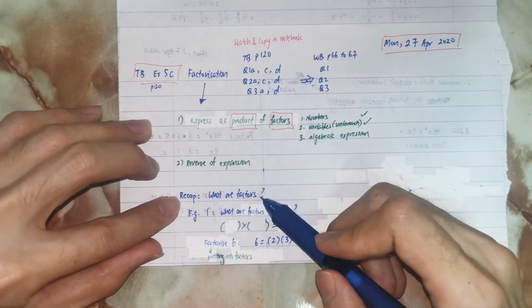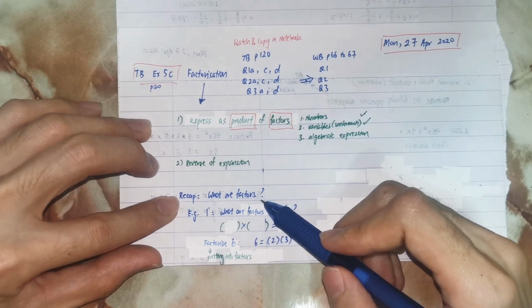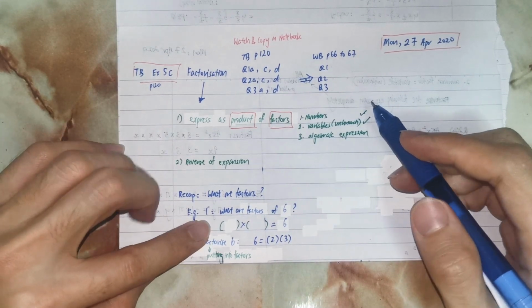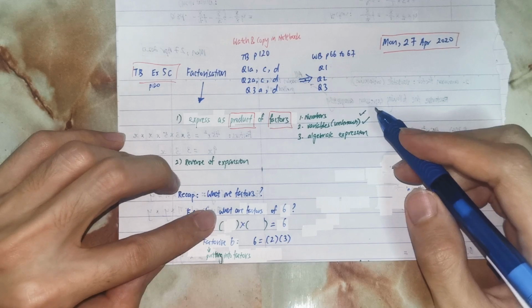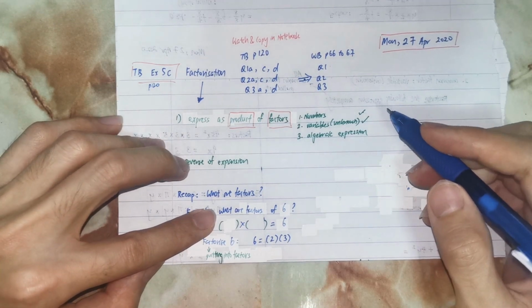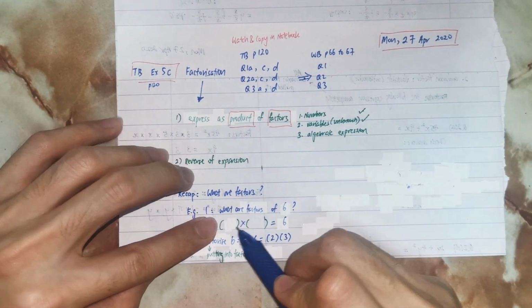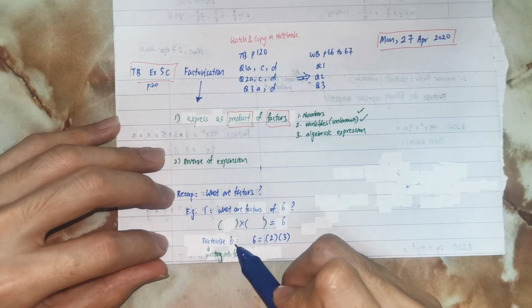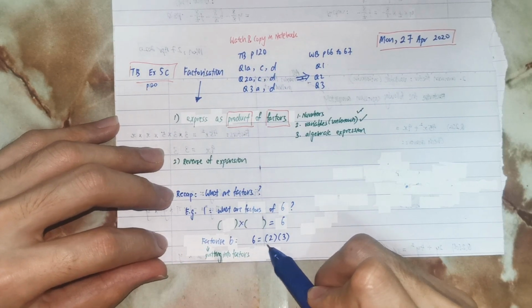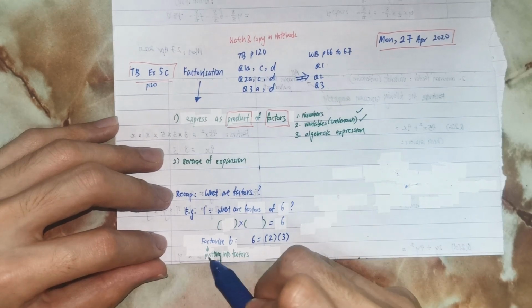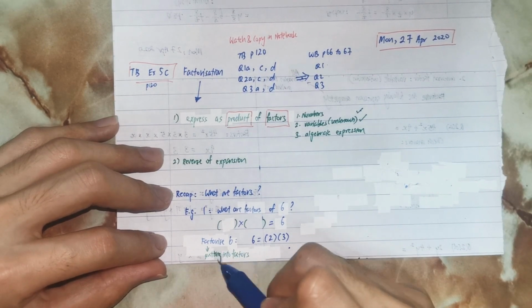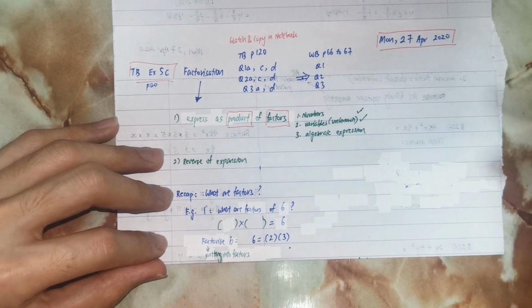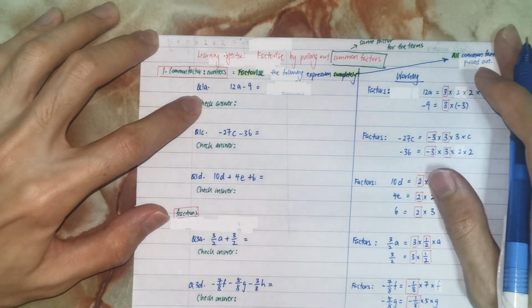So recap. What are factors? Let's write example 1. What are the factors of 6? Factors of 6 just means what times what gives you 6. So if you want to factorize 6, you can say that 6 is equal to 2 times 3. So factorize just means putting them into factors. Okay, let's look at example number 1A.